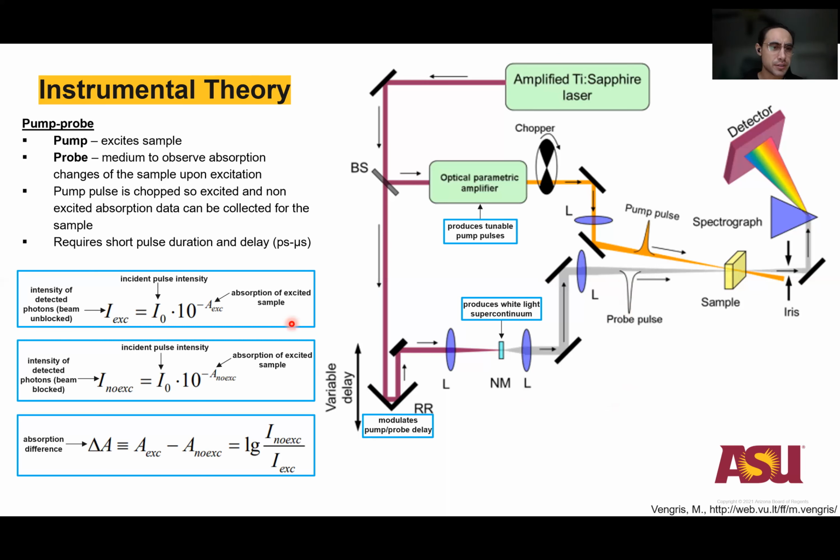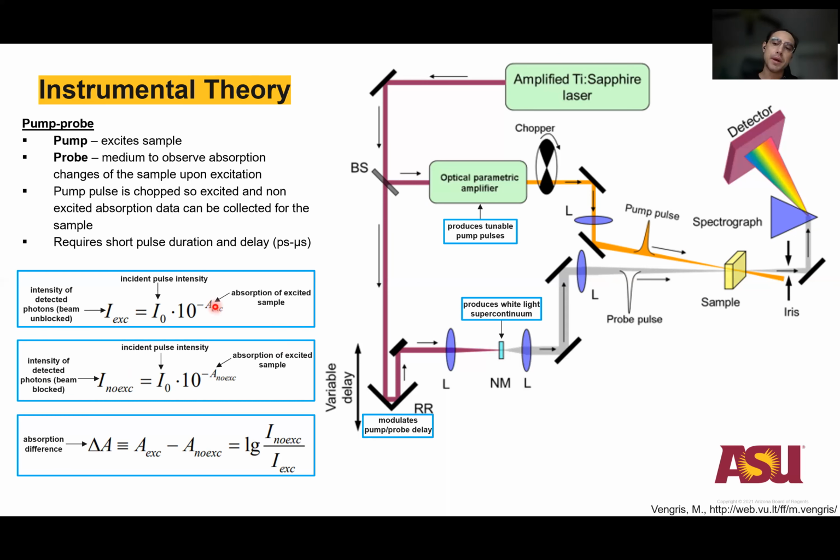And so here I've shown some equations that explain the intensity of the beam that's detected by the detector. You're going to have two different measurements here, right? Like I was saying, you have a chopper so that you can get your excited state intensity as well as your ground state intensity, and that's related to the absorption of your sample. And I just realized that there's a typo here, so this should be the absorption of the ground state sample, because the beam would be blocked here.